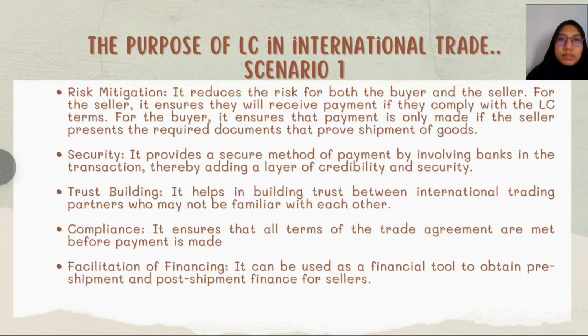The second one is security. It provides a secure method of payment by involving a bank in the transaction, adding a layer of credibility and security. The third one is trust building. It helps build trust between international trading partners who may not be familiar with each other. The next is compliance. It ensures that all terms of the trade agreement are met before payment is made. The last one is facilitation of financing. It can be used to obtain pre-shipment and post-shipment finance for the seller.